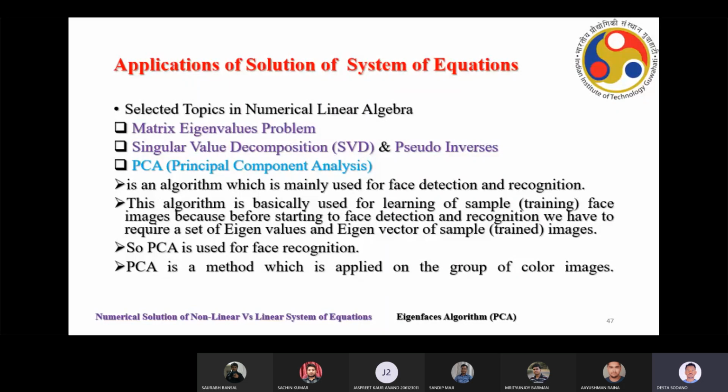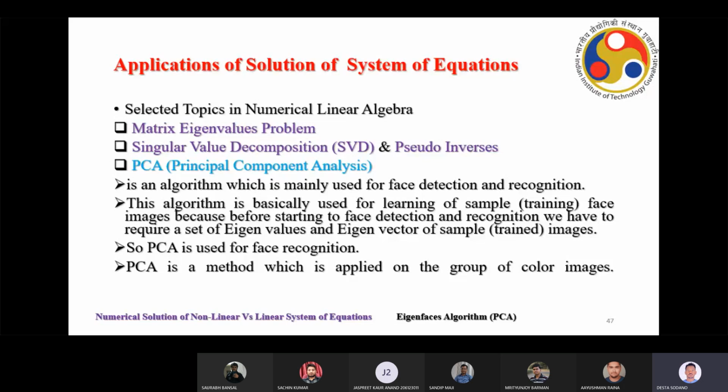Let us see some applications of the solution of systems of equations. So numerically, these general topics in numerical linear algebra are given: selected topics in numerical linear algebra. For the sake of time, this seminar focuses on PCA or principal component analysis, the matrix eigenvalue problem, singular value decomposition, and generalized inverses, all of which are applications of systems of linear equations.